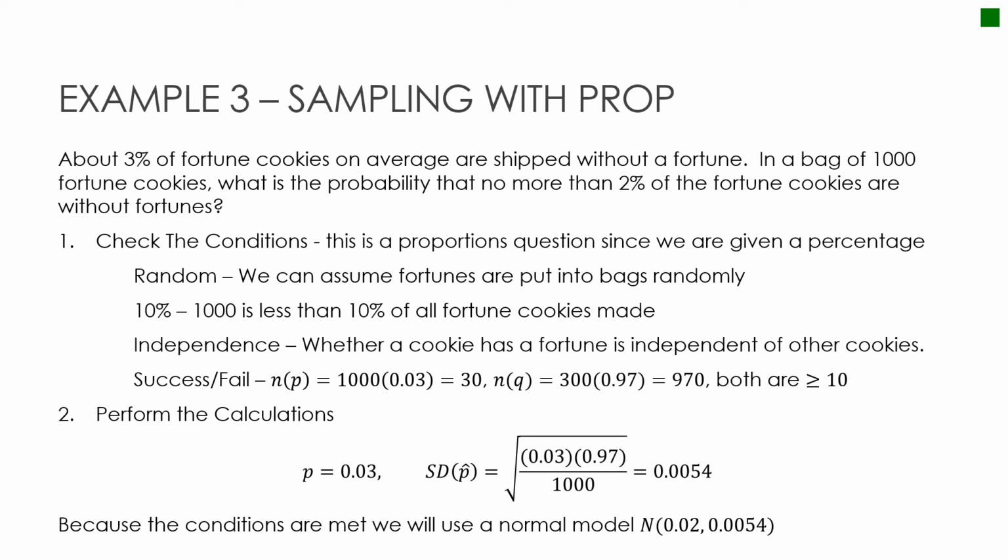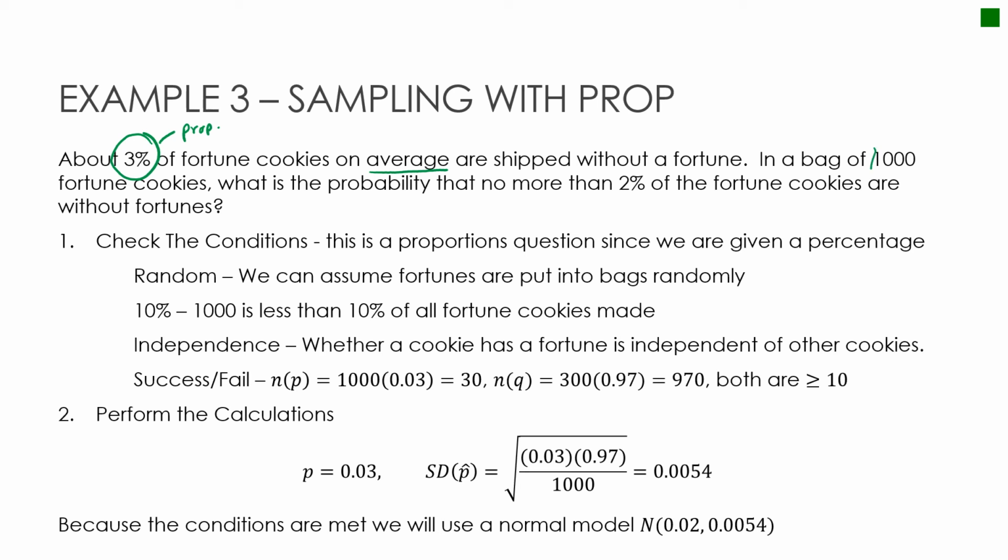And just for funsies, let's look at one more example. Example 3, dealing with proportions. Again, about 3% of fortune cookies on average, so don't get thrown off by average. 3% is a proportion, and that's how I know this is a proportions question, are shipped without a fortune. How sad is that when you get Chinese food and you don't get a fortune?